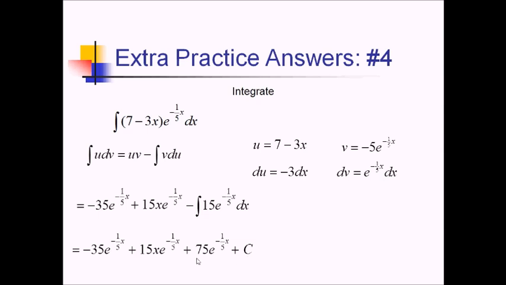Now, if you look closely, we've actually got like terms, and this almost never happens when you're doing one of these integration by parts problems, but this time it did. We have these two terms here and here that are e to the negative 1/5 x's. Negative 35 plus 75 gives me 40 e to the negative 1/5 x. This term here is not quite the same as this term because there's this miscellaneous x in here, but otherwise everything else is going to be the same.